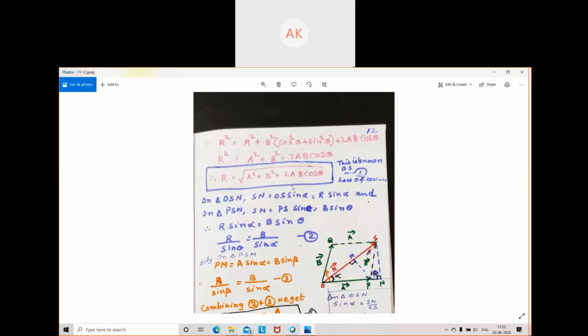Very important formula. This is also known as the law of cosine, because the cos term is there. What is the law of cosine? R, the resultant, equals the root of A square plus B square plus 2AB cos theta. What are A and B? A and B are their magnitudes. What is theta? Theta is the angle between A and B. Okay, so now we got one resultant.